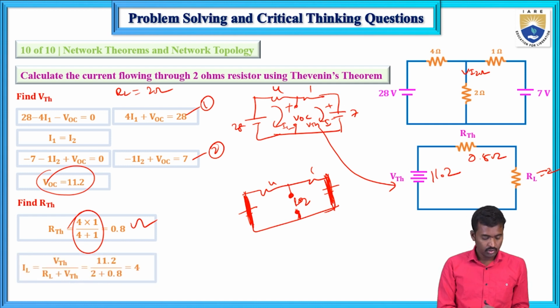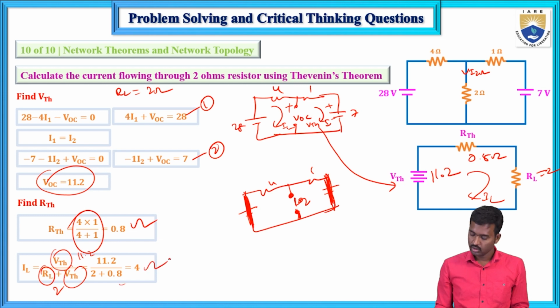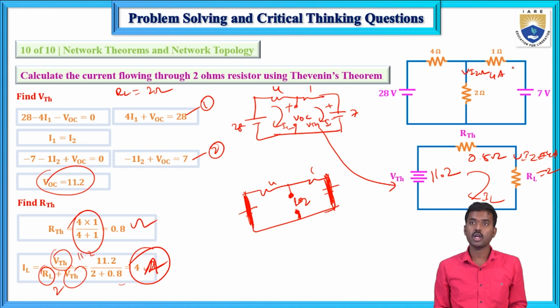Now here the current IL equals VTH divided by RTH plus RL, that is 11.2 divided by 0.8 plus 2. So the current flowing through this 2 ohms resistor is 4 amperes. This is 4 amperes. Using mesh analysis also you can verify this. Thevenin's, Norton's, nodal, mesh, all will give the same 4 amperes.